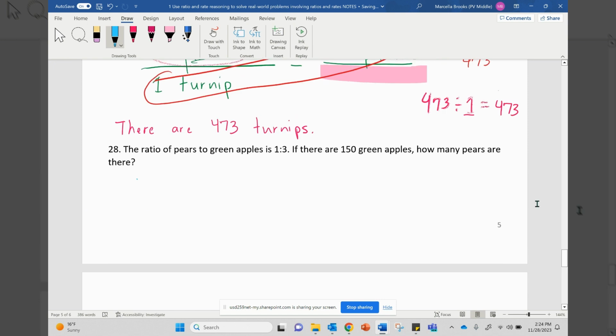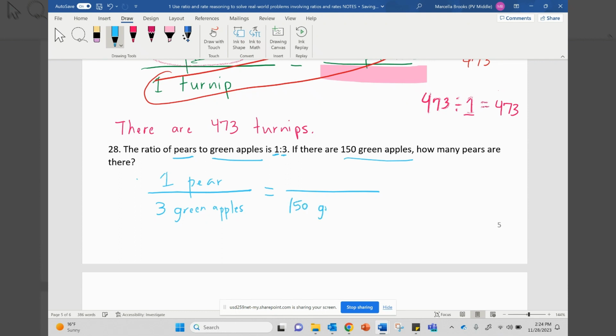All right, 28. The ratio of pears to green apples is 1 to 3. If there are 150 green apples, how many pears are there? So I'm going to set this one up for you. So pears, it's 1, so 1 pear. Green apples is 3 because it's second. So 3 green apples. And then it says if there are 150 green apples, that means 150 green apples goes on bottom because we already put green apples on bottom. How many pears are there? So what we're trying to find is how many pears are there. And that's going to go here.